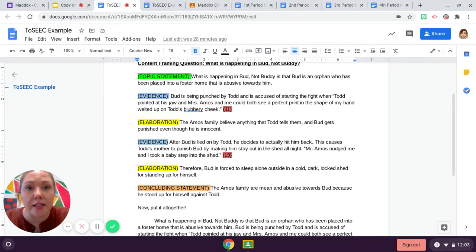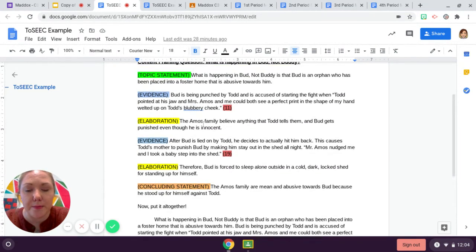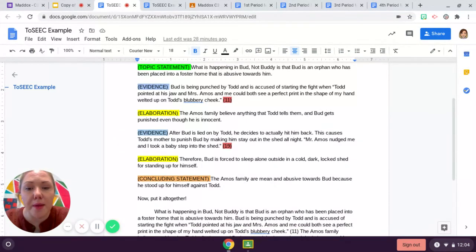Your elaboration: I'm going to elaborate on that direct quote, put it in my own words. The Amos family believe anything that Todd tells them, and Bud gets punished even though he is innocent. You're going to get another, second piece of evidence, okay? So you're going to look for another direct quote that goes along with your topic statement.